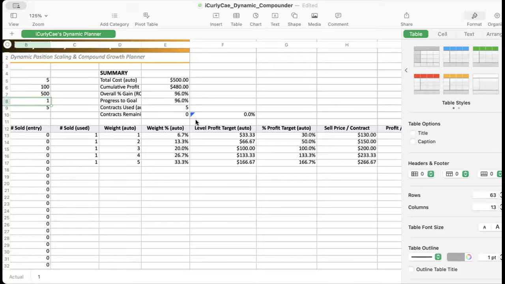Okay, everyone? We good? So if this was your goal over here, $500, it's telling you, hey, you need to sell one at 30%, sell your second one at 50%, sell your third one if it gets to 100%, sell your fourth one at 133, sell your fifth one at 166, okay?